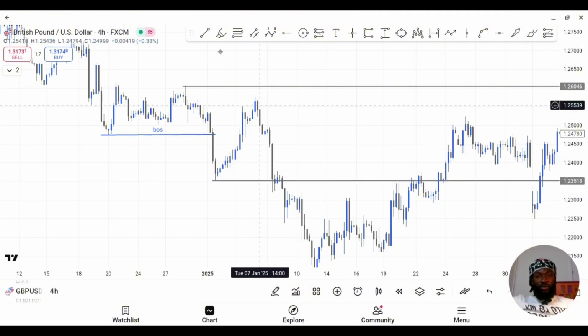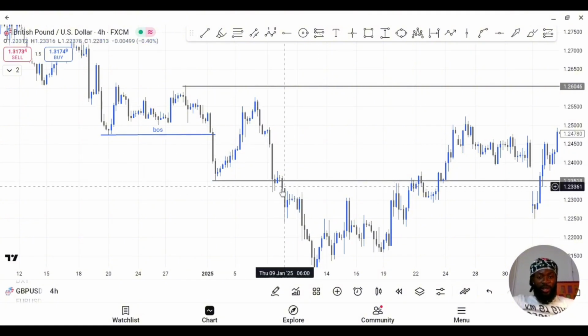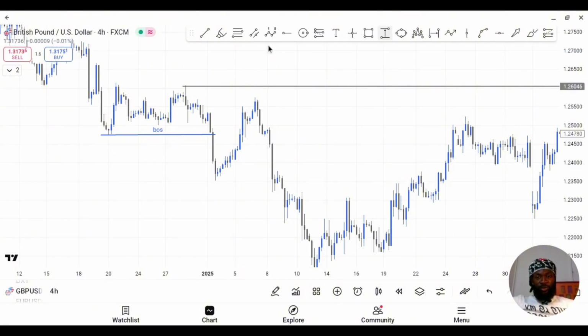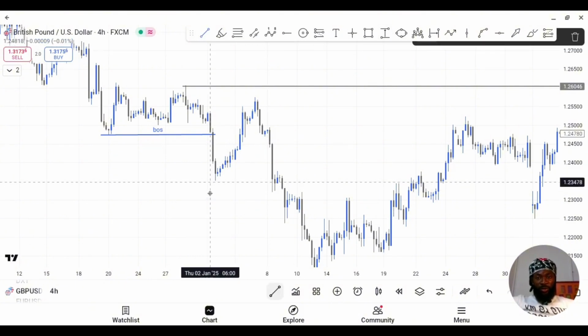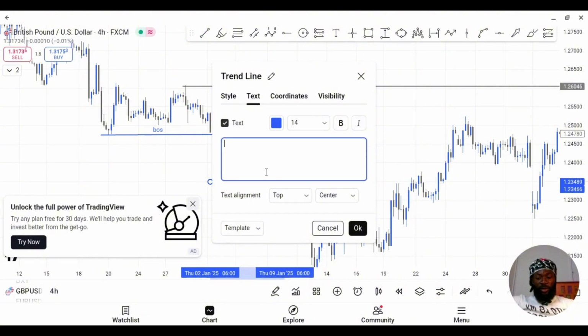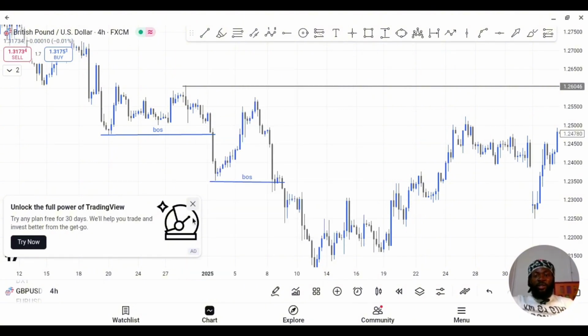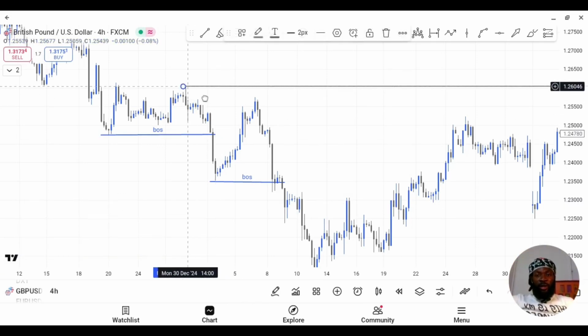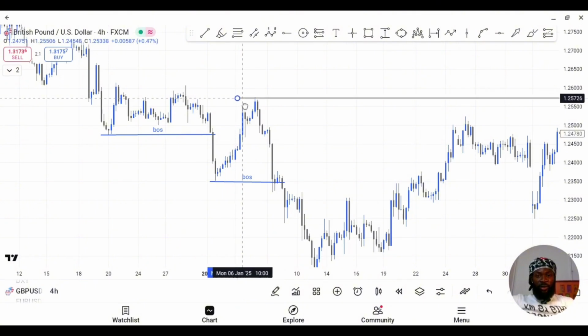So how do we know a break of structure? When the candle closes below the line, now we have a break of structure. We now have a break of structure. So pay attention to those things, fam, because it's very important. Now we have a break of structure. Now where is our protected lower high? Now we have our protected lower high here.